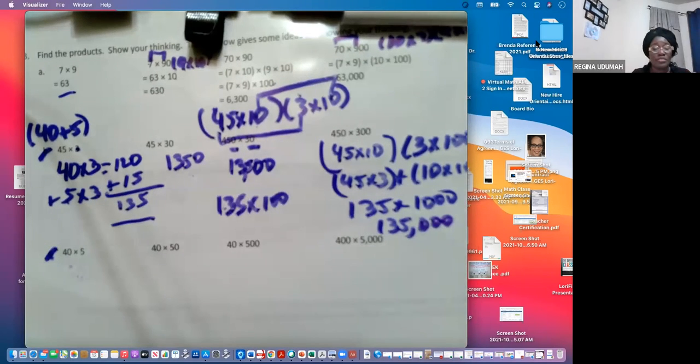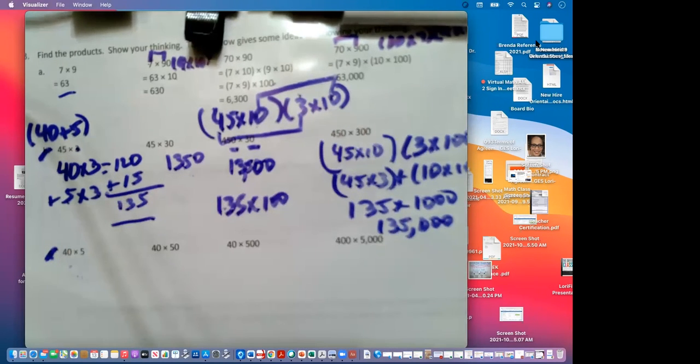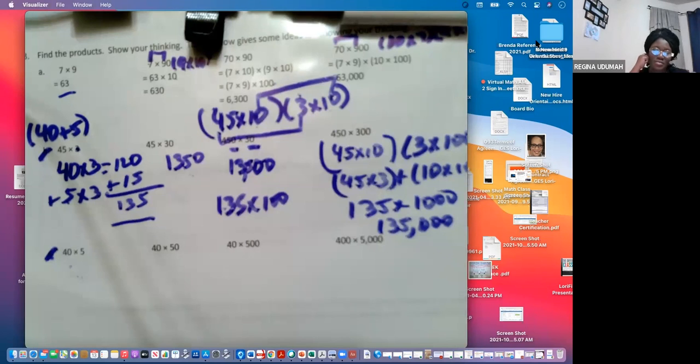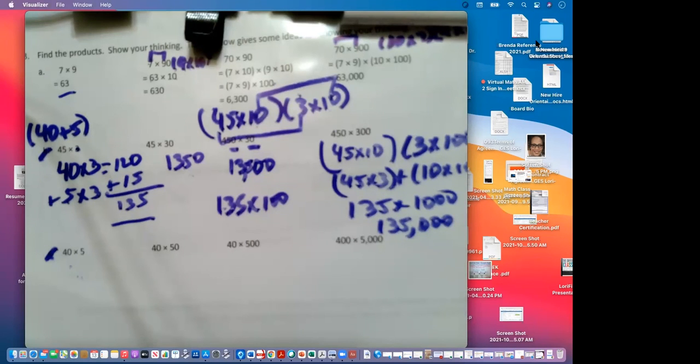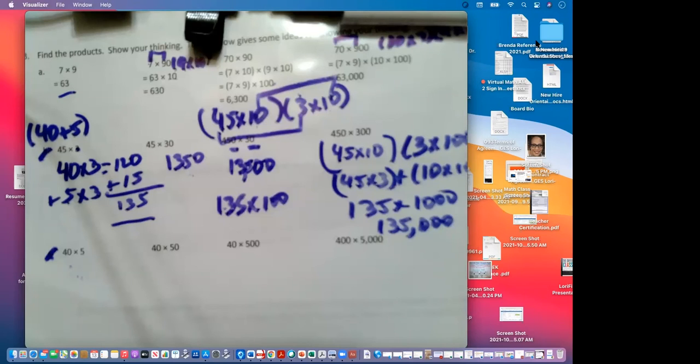You could have done it that way, or you could have just done 45 times 3 and added the 3 zeros, and you get a straight answer. Tenzin, you see it? Don't get frustrated. Choose the strategy that's easiest for you. I'm just showing you several so you have some to pick from. Andrea, choose the strategy that's easiest for you. Tenzin, which one is easiest for you?